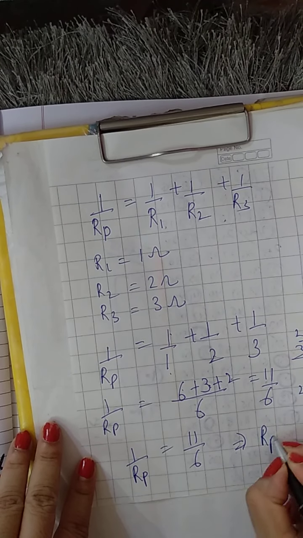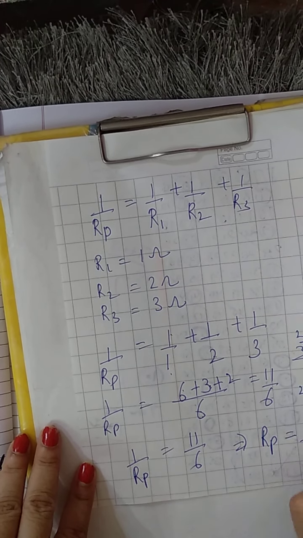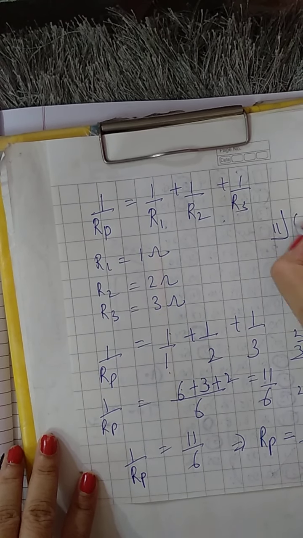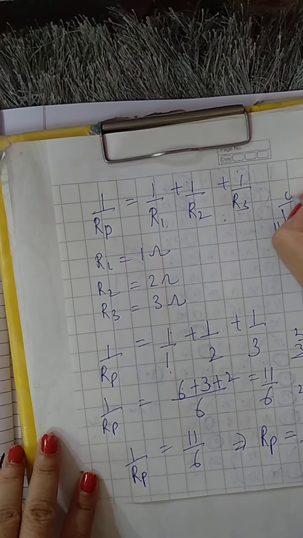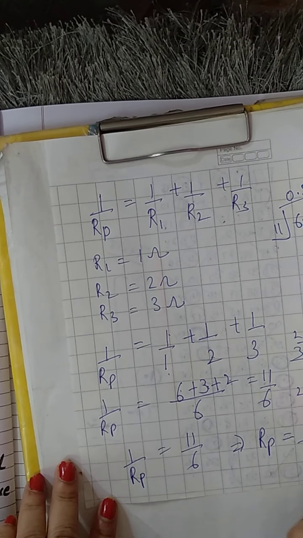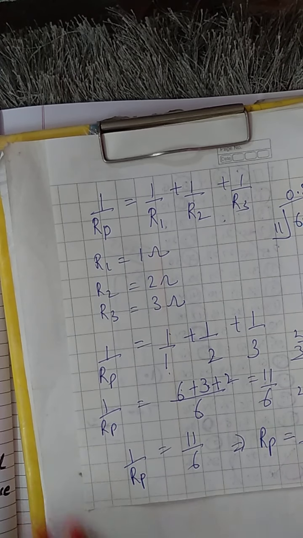Then what will be your RP? RP will be 6 divided by 11. And when you are going to solve it, 11, 6. Point, okay. So I will be writing, so it will be 0.5 something.